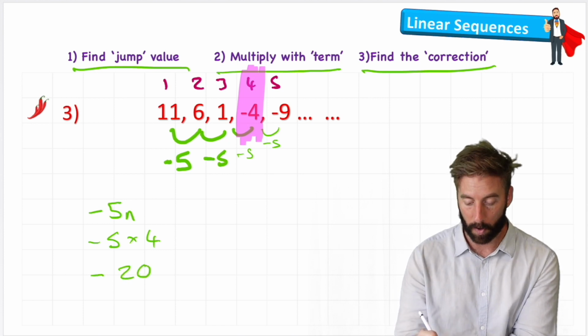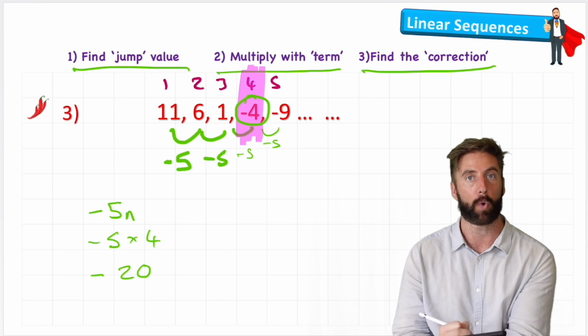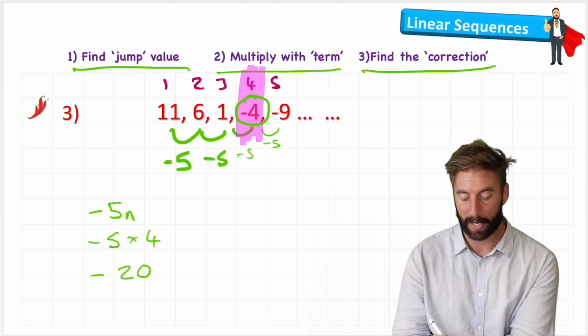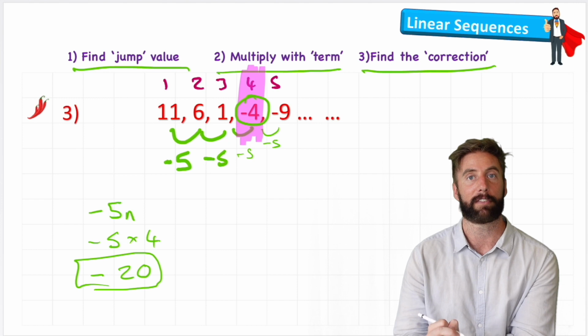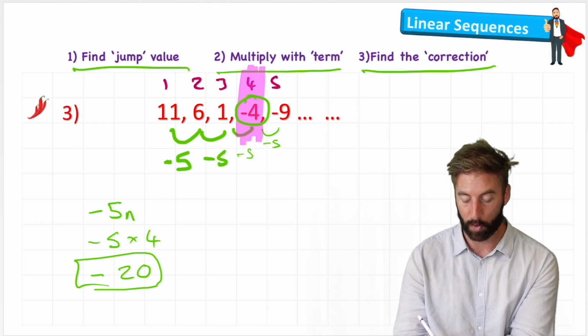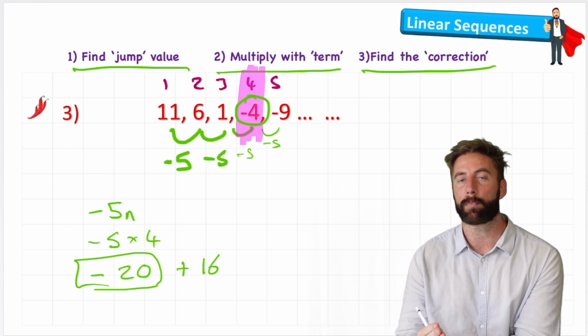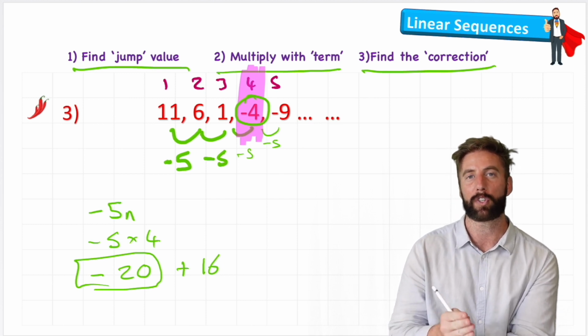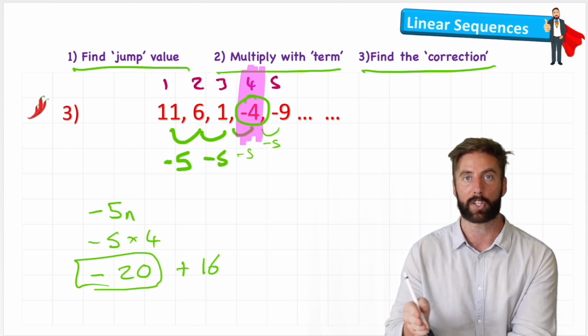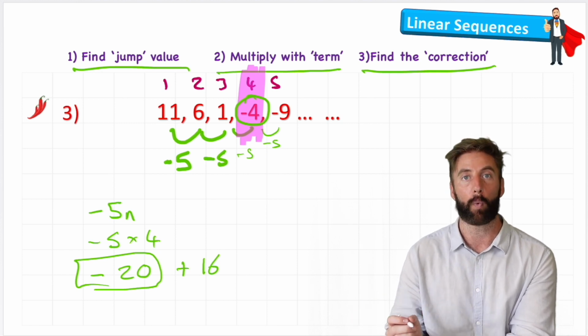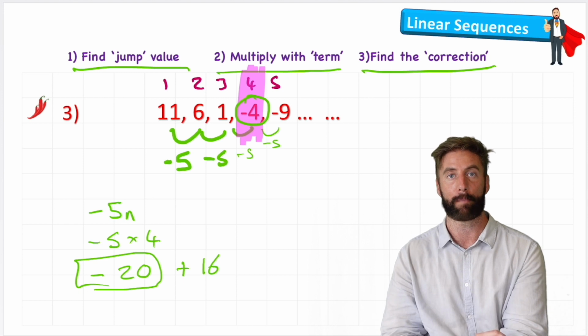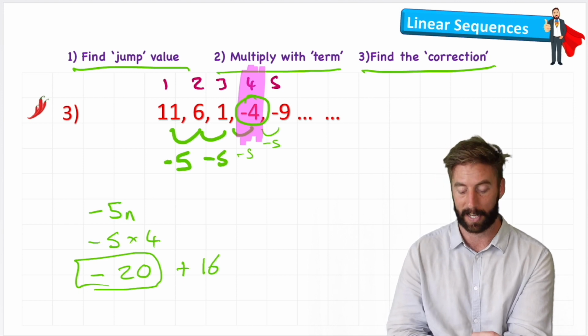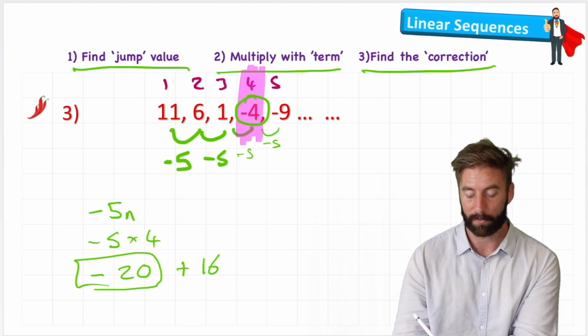Okay, so we're close to our negative 4 target, but not quite. So how can we get from negative 20 to negative 4? Well, we would need to plus 16. It's a little bit confusing because we're in negative numbers, so we have to understand which way round on our number line we're going to start going. If we're at negative 20 and we want to get to negative 4, we actually have to come back up the number line positively, so we plus 16. So my formula would be negative 5n plus 16.